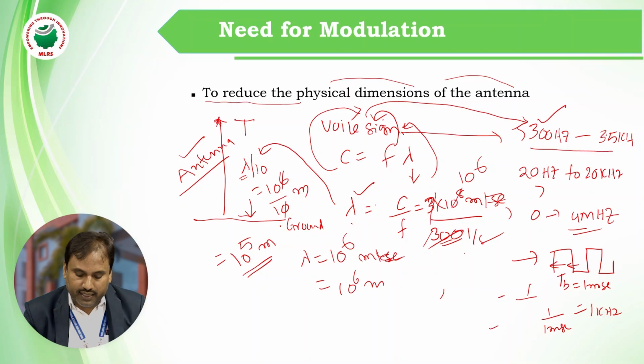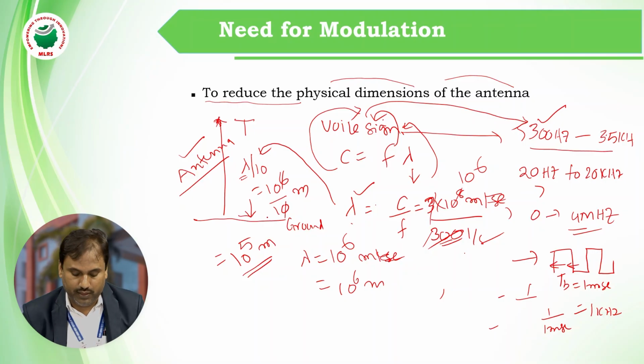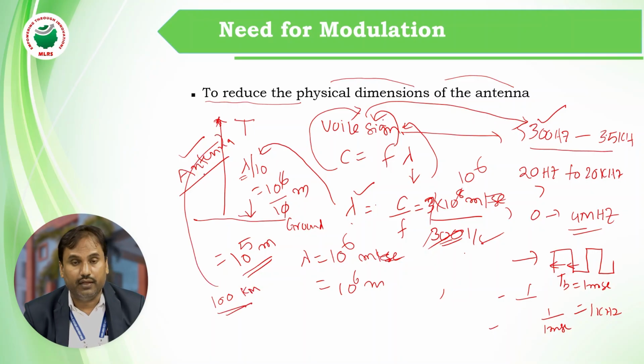So designing an antenna of 10 power 5 meters height is not at all possible. A 100 kilometers antenna you cannot design. Why do we get this 100 kilometers? Because my signal frequency range is only 300 hertz.